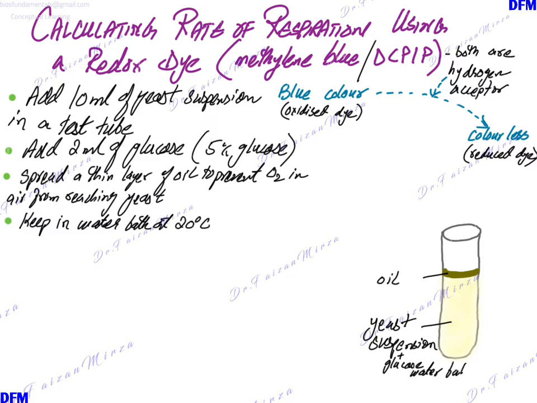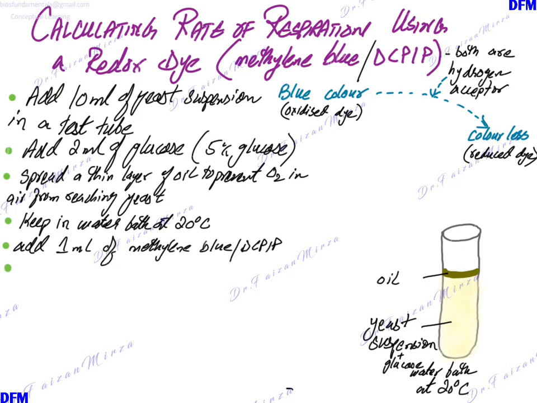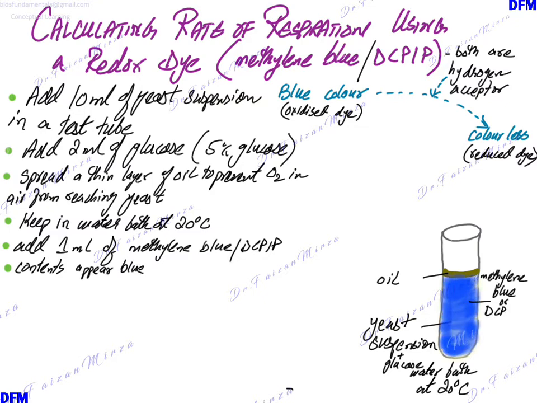Now I'll keep this in a water bath, for example at 20 degrees Celsius. I have placed this at a certain temperature. I'll add 1 ml of methylene blue or DCPIP into this, and the contents of the test tube will start to appear blue because DCPIP or methylene blue has been added. Now I know that this is the oxidized state.